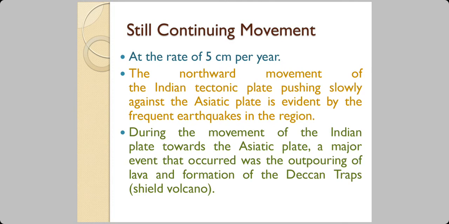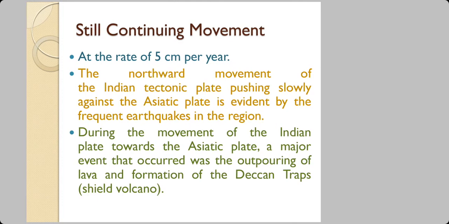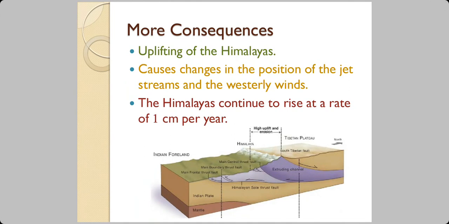Now, during the movement of the Indian plate towards the Asiatic plate, a major event that occurred was the outpouring of lava and formation of the Deccan Trap. And about this you have read in standard 9 also, about the formation of the Deccan Traps, and we call it a shield volcano.